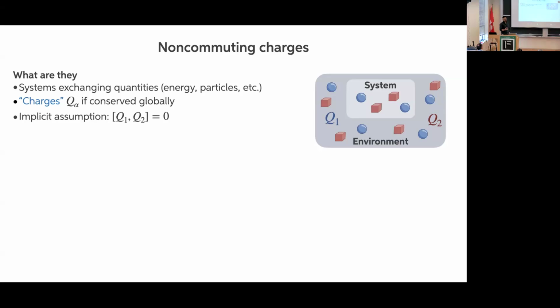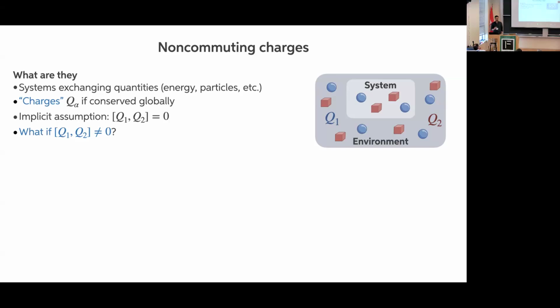Now, an implicit assumption, so implicit you might not have realized it was there: we assume charges commute. For example, this assumption underlies derivations of the thermal state's form and transport coefficients. These are things like the Onsager relations, the Seebeck effect, the Peltier effect, Fick's law, Fourier's law. It also underlies the eigenstate thermalization hypothesis, which is one way in which we can understand how reversible unitary dynamics can lead to thermalization. So in short, it underlies a lot of things.